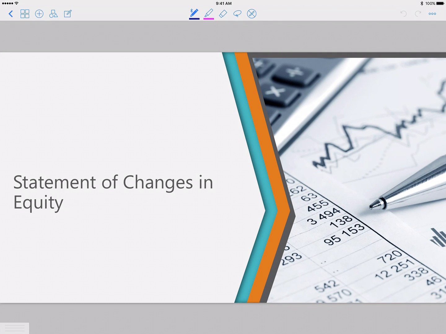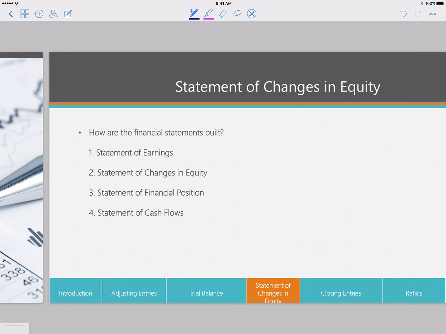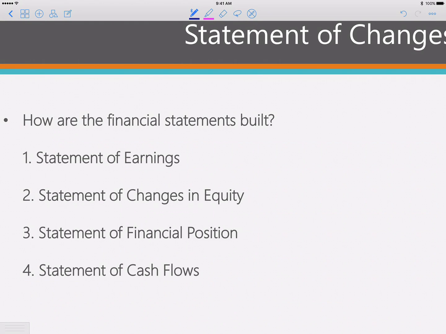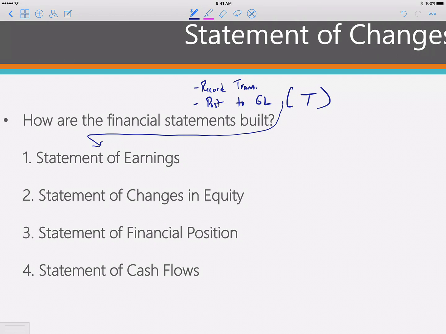All right, so we're going to now talk about our statement of changes in equity, how it's built, and we're also going to talk about how all of our financial statements are built. So if you recall, in the period, we have all of our journal entries, right? So we record our transactions. In journal entries, it's posted to the general journal, and then we post that to the general ledger, right? We create T accounts. And once we create these T accounts, we use that to build our statement of earnings. So if you recall, the basic formula for the statement of earnings is our revenues minus our expenses, and that gives us our net earnings, our profit for the period.